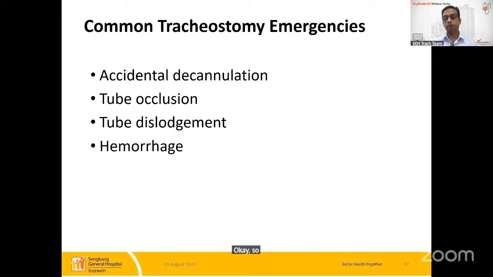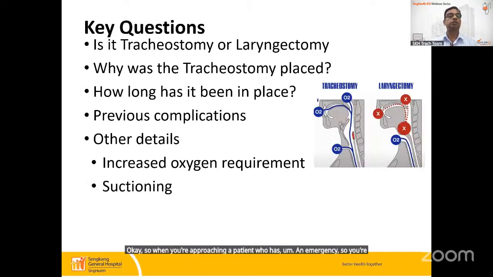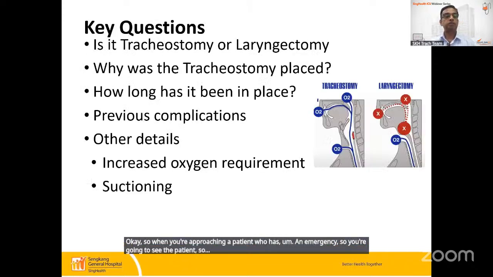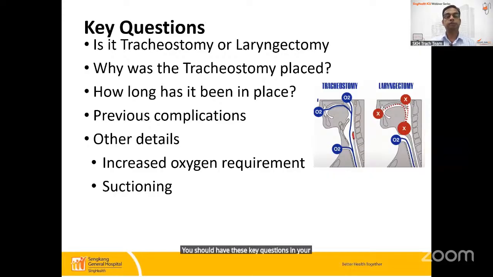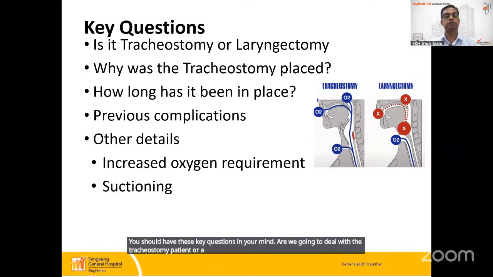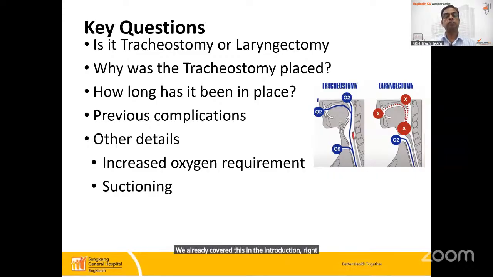When you're approaching a patient who has an emergency, you should have these key questions in your mind. Are we going to deal with a tracheostomy patient or a laryngectomy patient? We already covered this in the introduction, right? If you have a laryngectomy patient, you cannot oxygenate them over the face, right? They don't have a connection between the nose and mouth and the trachea.